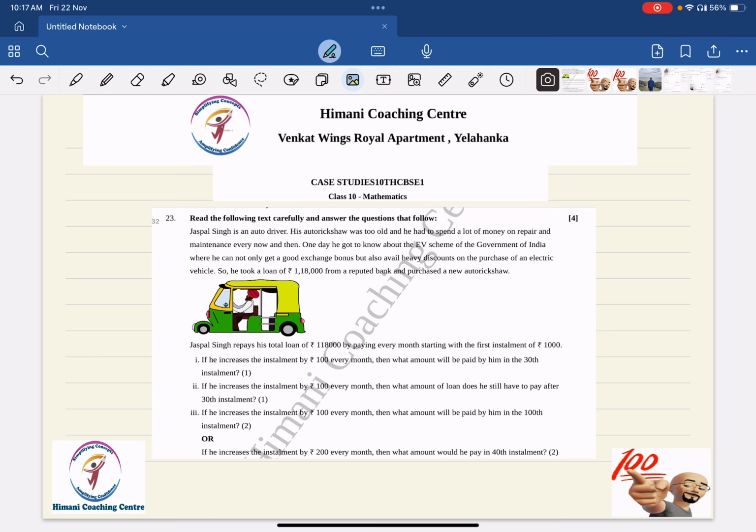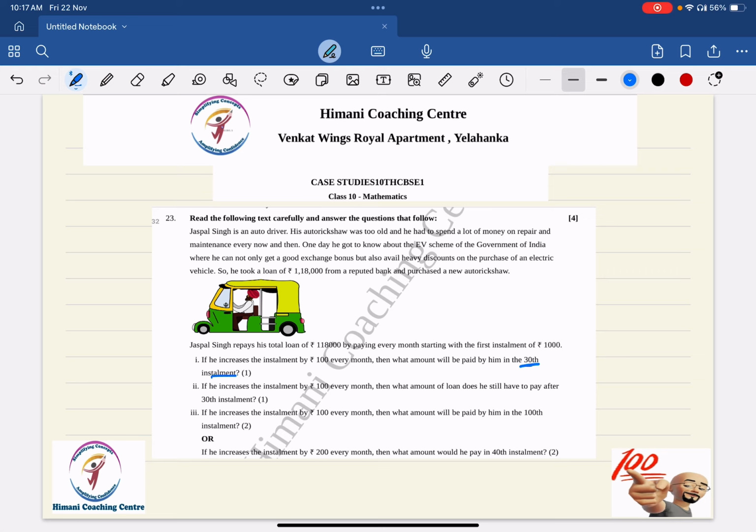Jaspal Singh repays his total loan of rupees 1,18,000 by paying every month, starting with the first installment of rupees 1,000. Question number one says: if he increases the installment by 100 rupees every month, then what will be the amount paid by him in the 30th installment?